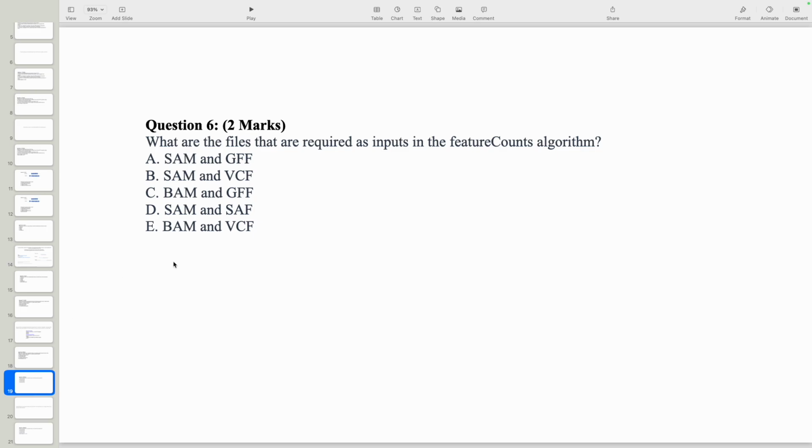So what are those files that we give to that tool? In this question, some file options are given. You need to select from these, and there can be multiple correct options for this question.